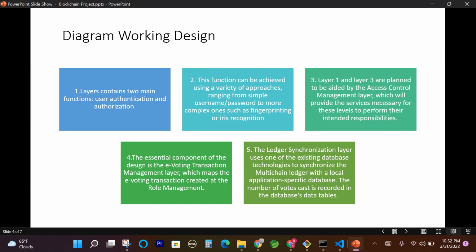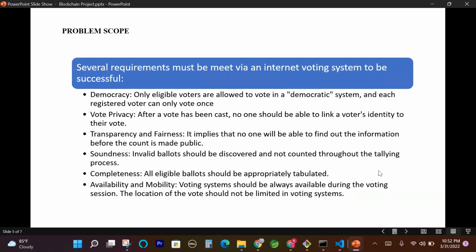Coming to layer 4, which is the ledger synchronization layer. This uses a database, where the database contains the vote casts. It uses technologies to synchronize to the multi-chain ledger. From next on, the problem, scope and solution are discussed by my friend Hassan. Okay, thank you, Divya.